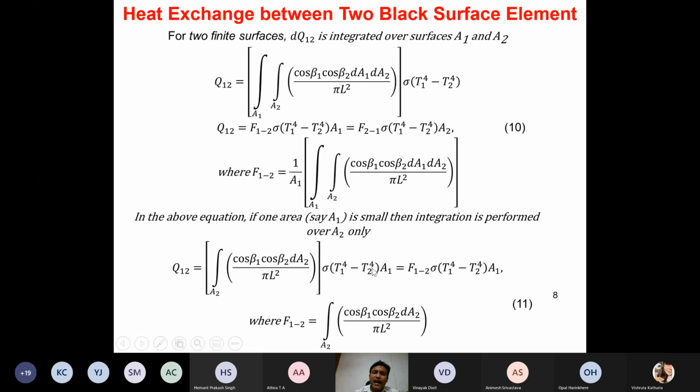There is a simplified case of this particular equation. If we consider that the area A1 is very small compared to A2, then integration with respect to A1 is not required. We can take it out directly, this dA1 as area A1, and the integral becomes cos beta 1 cos beta 2 dA2 over pi L squared. So this integral part in the bracket is represented as F12, and the area A1 is taken out as it is. Okay.